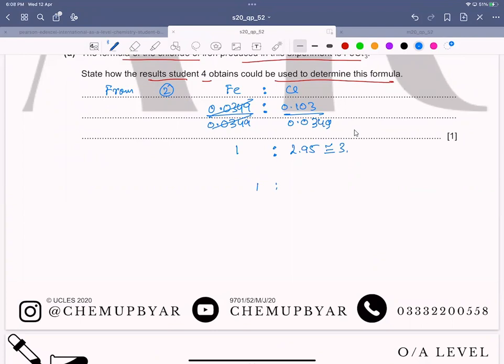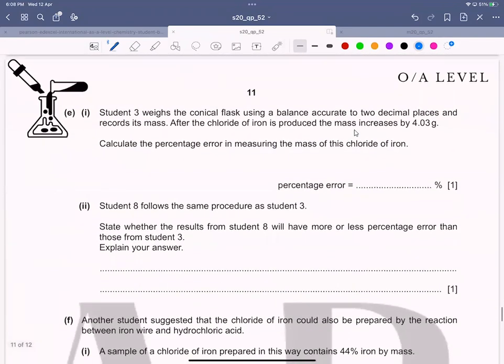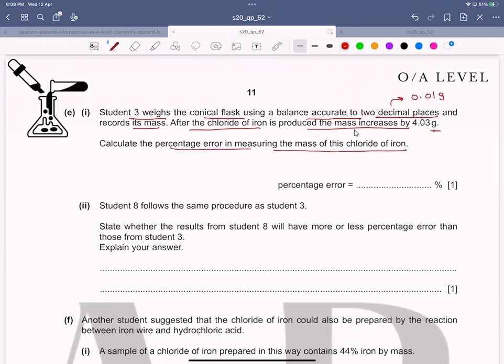Is this part clear? Yes, sir. Okay, now student 3 weighs the conical glass using a balance accurate to 2 decimal places and records its mass. 2 decimal places means the lowest value that can be weighed is 0.01 grams, because the unit is gram. After the chloride of iron is produced, the mass increased by 4.03. Calculate the percentage error in measuring the mass of this chloride of iron.